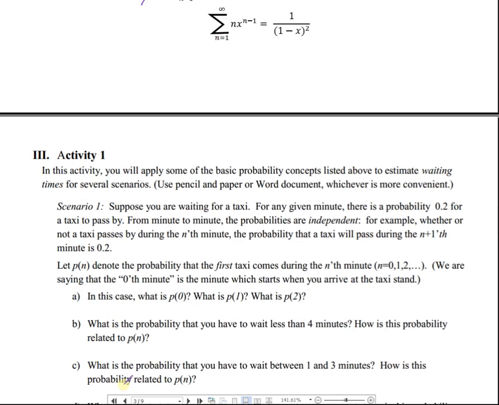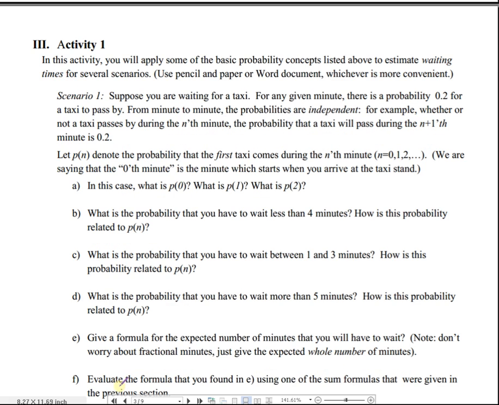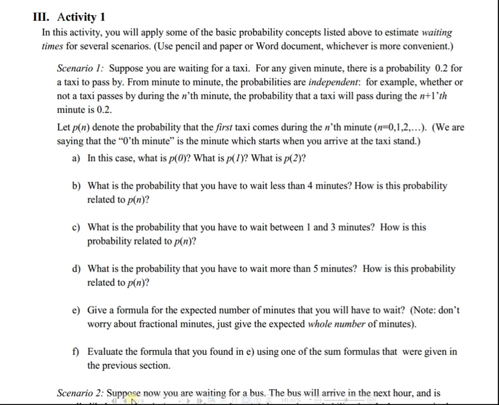And now we can start talking about what the activities actually are. The first activity is for pencil and paper. You can do it on paper, or you can use a Word document if you prefer, or some other text document. It doesn't matter, just so it's legible. But it's not for a spreadsheet. So in scenario 1, you're waiting for a taxi. For each given minute, there's a probability 0.2 for a taxi to pass by.